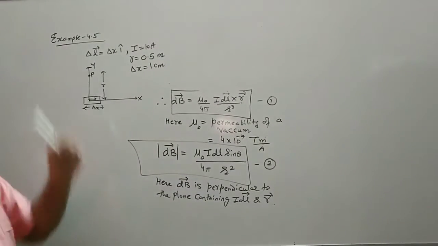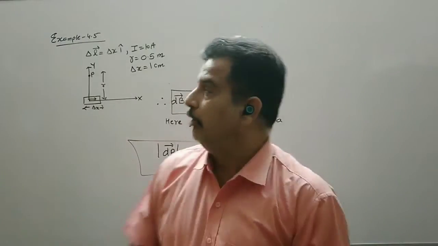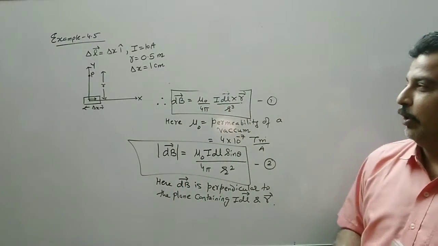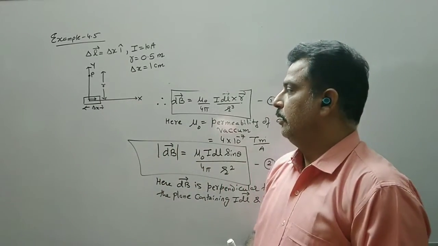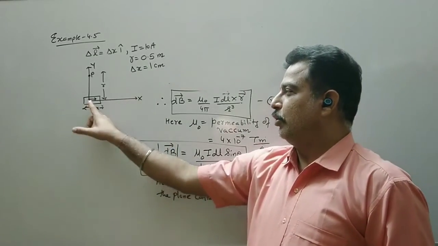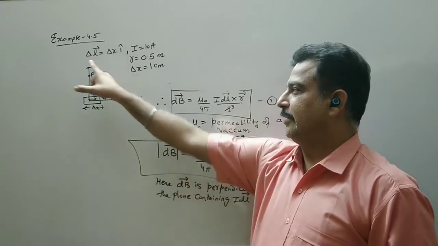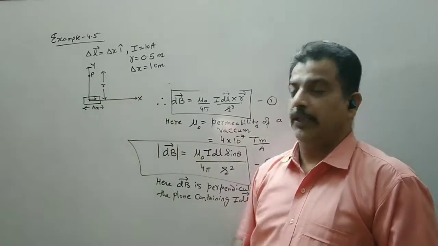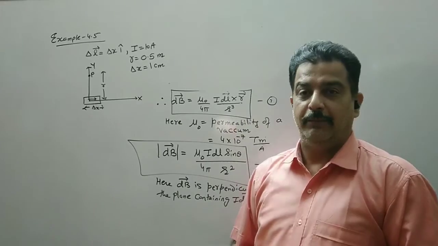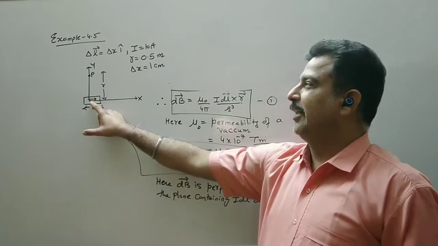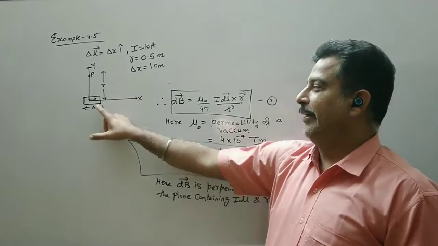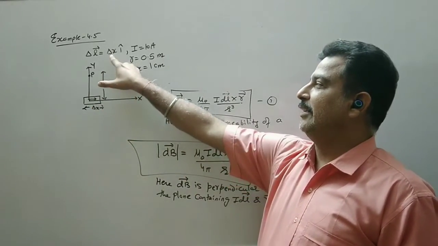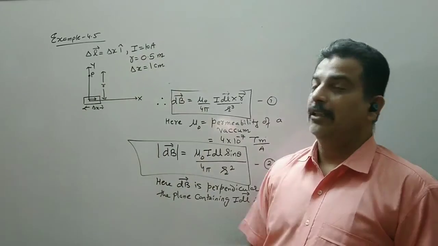Now let us see example 4.5, which is the direct application of Biot-Savart law. The diagram is given in the figure. This is the origin, this is the x-axis, y-axis. At the origin, we have a small current element, which is carrying a current of 10 ampere. The magnitude of this element is denoted by delta x.